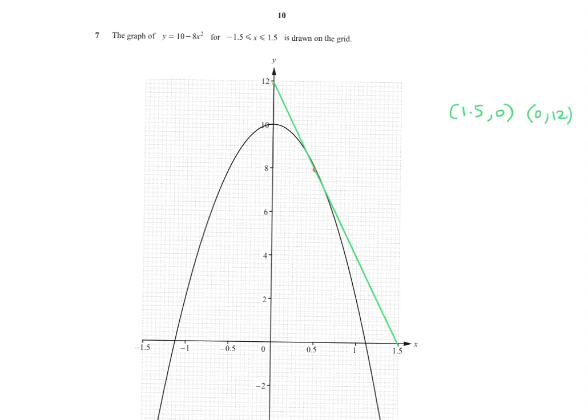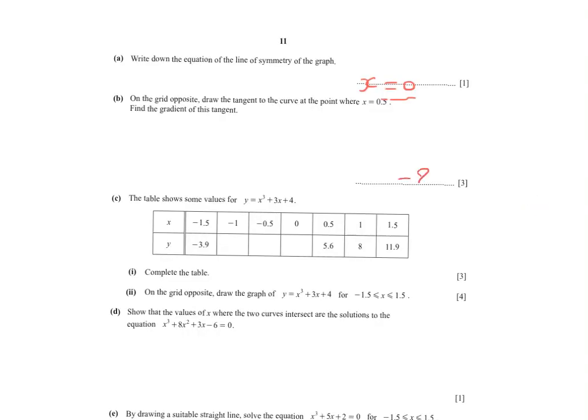Find the gradient. So m equals 12 minus 0 over 0 minus 1.5. You get the answer -8. Gradient for the tangent is -8.